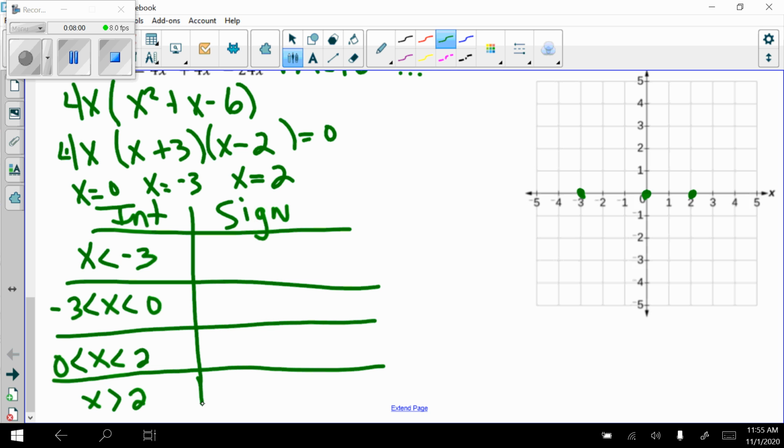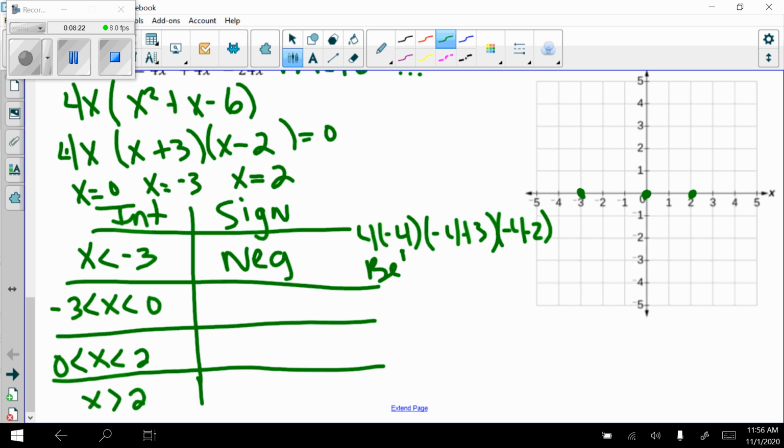Just like above, x is less than negative 3. I'm just going to pick negative 4 and plug in. So I'm going to have 4 times negative 4 times negative 4 plus 3 times negative 4 minus 2. Negative times negative is positive, times another negative, we are negative here. So I know this is below the x-axis. So I know the first end behavior is a down.